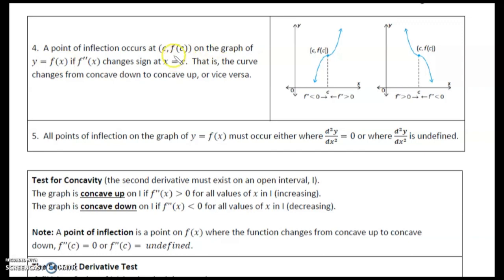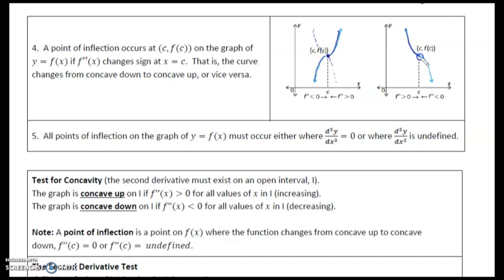Number 4, a point of inflection occurs at c, f at c on the graph of y equals f at x if the second derivative changes signs at x equals c. That is, the curve changes from concave down to concave up, or vice versa. So here would be that point c, and on one side it's almost wanting to do a concave down, and then on the other side it's wanting to do a concave up. So that would be a point of inflection.